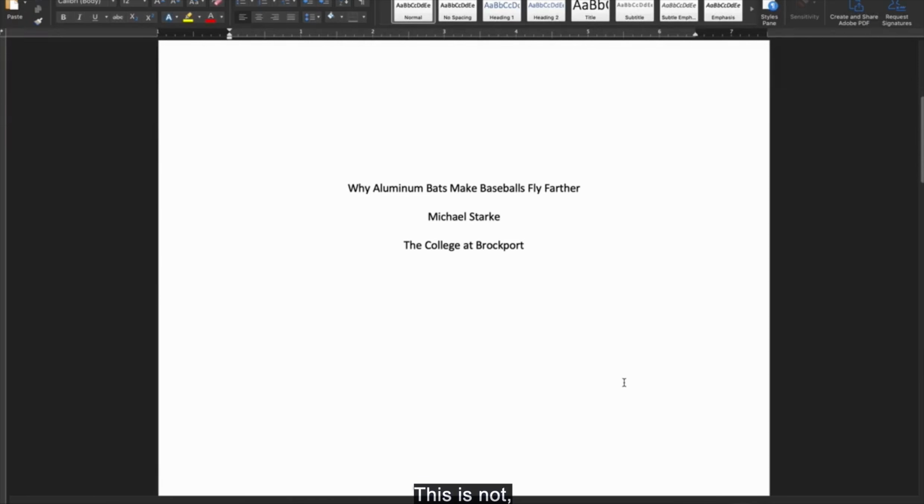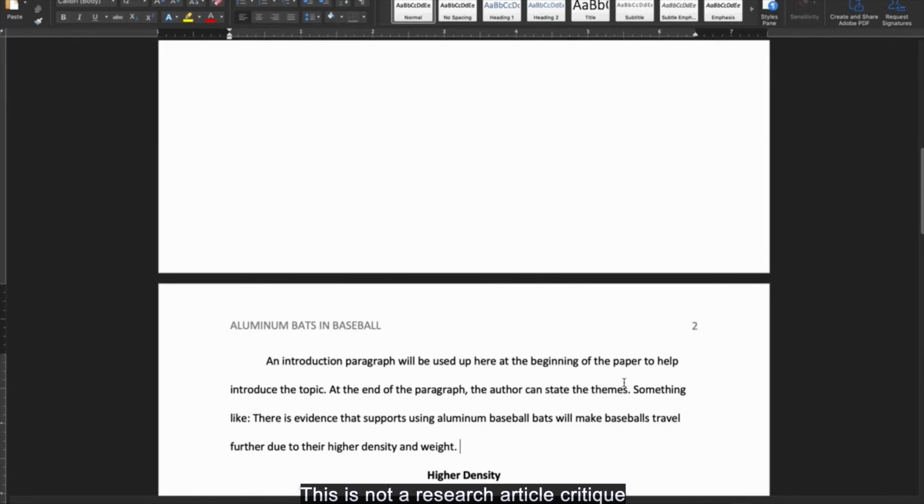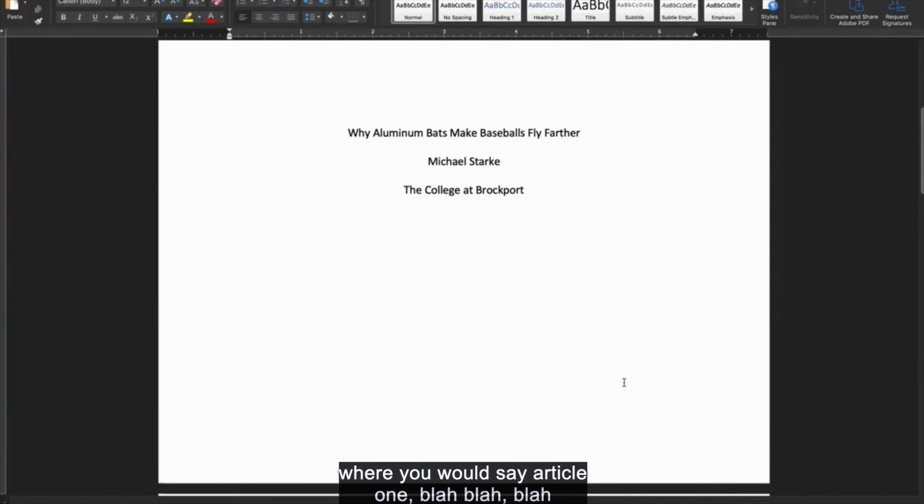This is where we see a lot of students struggle. This is not a research article critique where you would say, Article 1 talks about this. It shows this as benefits of BSN. Article 2 talked about this, and their authors talked about this. Article 3 talked. That is not what a literature synthesis is.